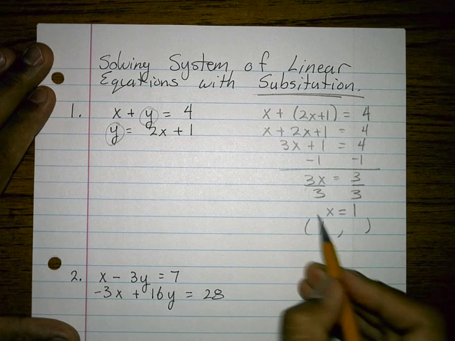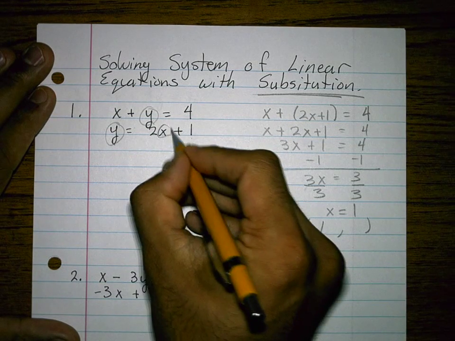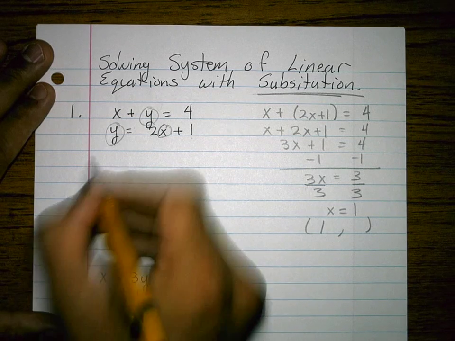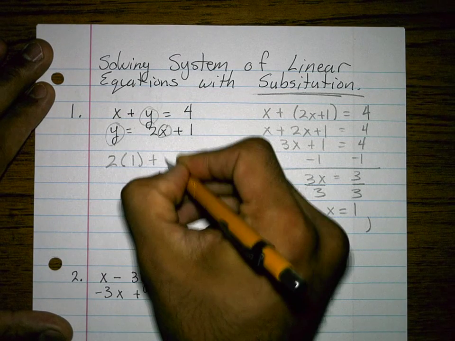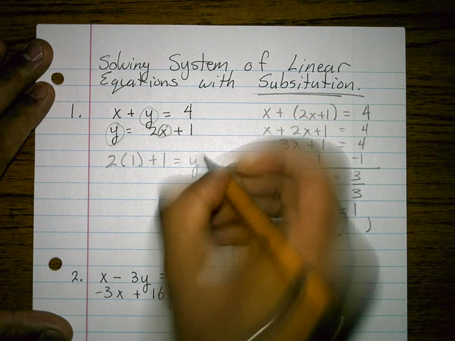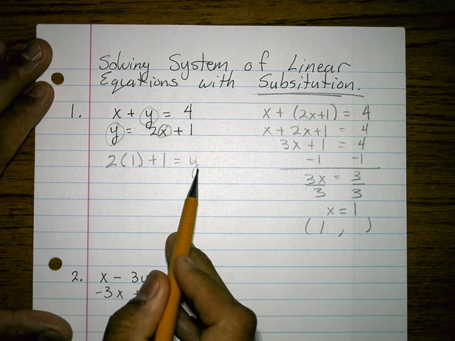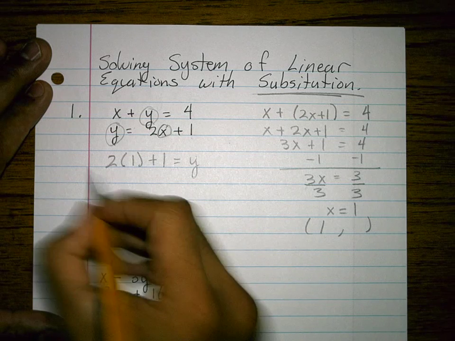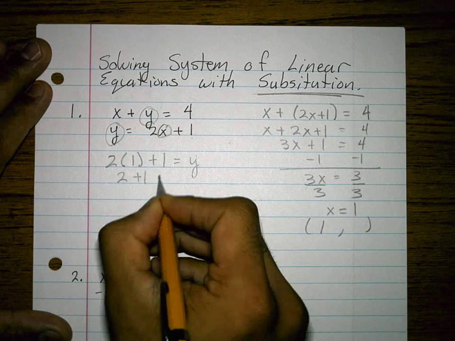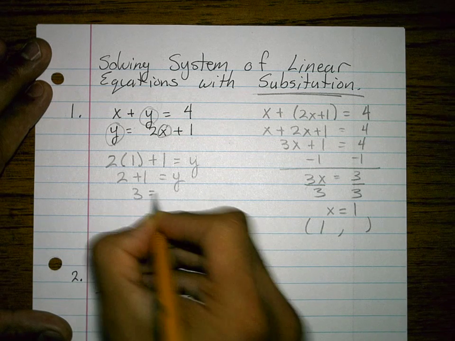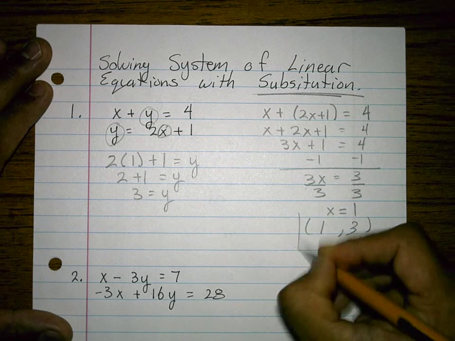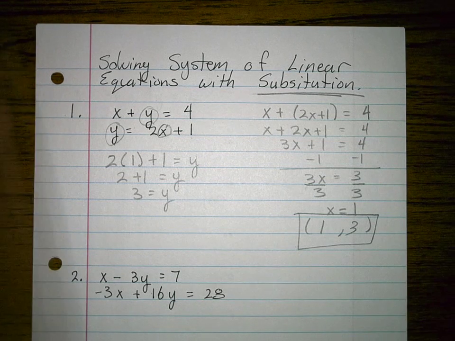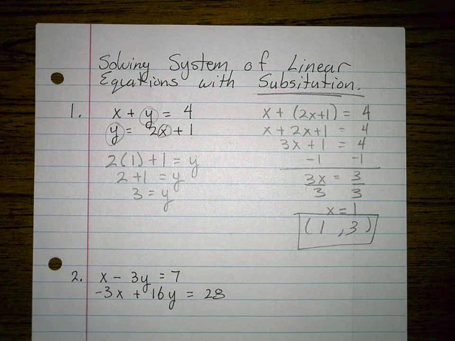So now I know what x is. Everywhere I see an x, I can plug that in. So I'm going to come back over here. I'm going to say 2 times 1 plus 1 equals y. I'm basically using this equation. I know I put the y on the other side, but it's the same thing. And so I multiply, and I get y equals 3. So there's my actual solution right there. Okay. So you need to get one variable by itself to use substitution.